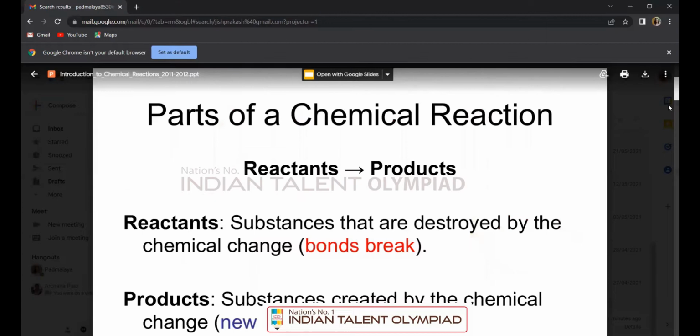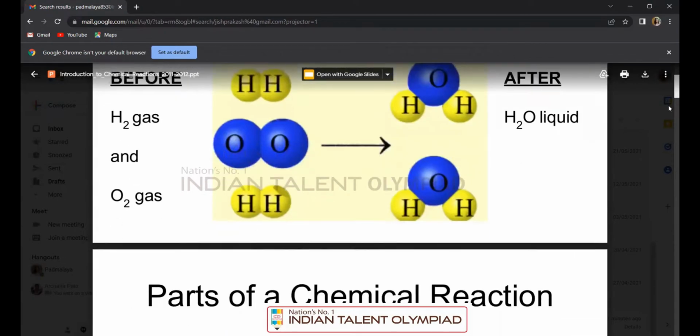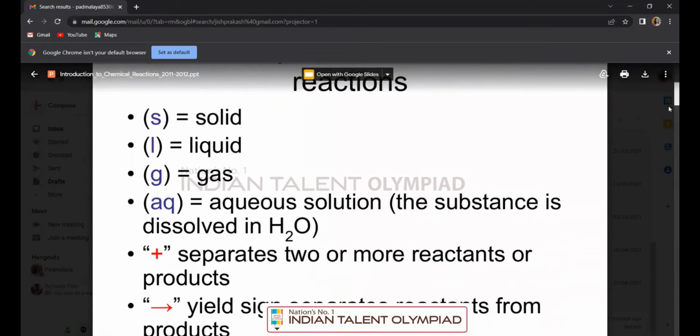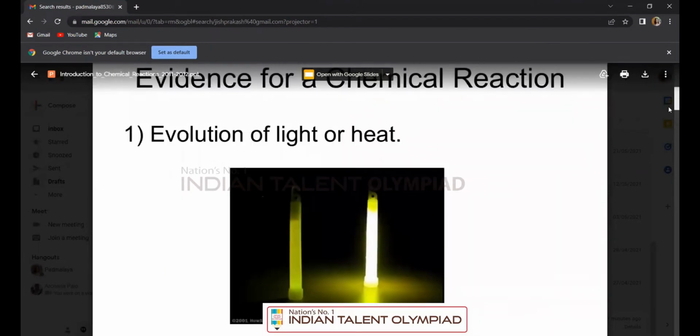Now, the parts of chemical reactions actually come under chemical equations. I don't want to go into this part. I'll just go on to the chemical reaction here.